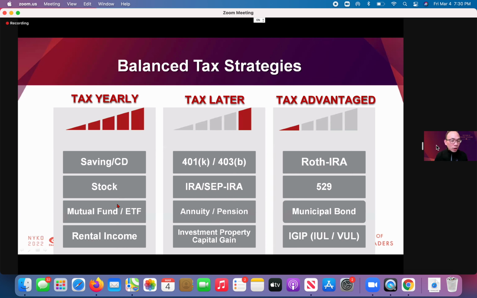So some of the vehicles I will relate with them: savings, stock, mutual fund, rental income, right? And right now, I'm talking to you very, very fast, right?